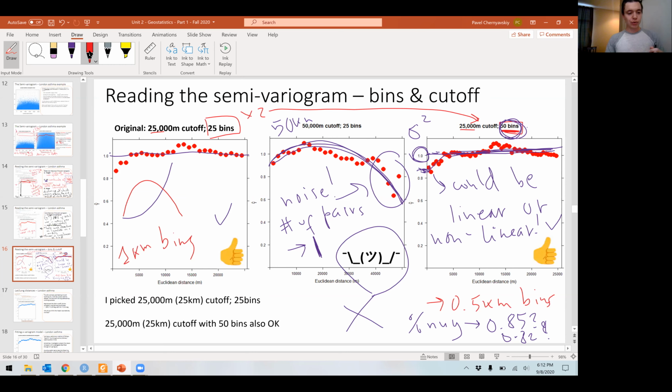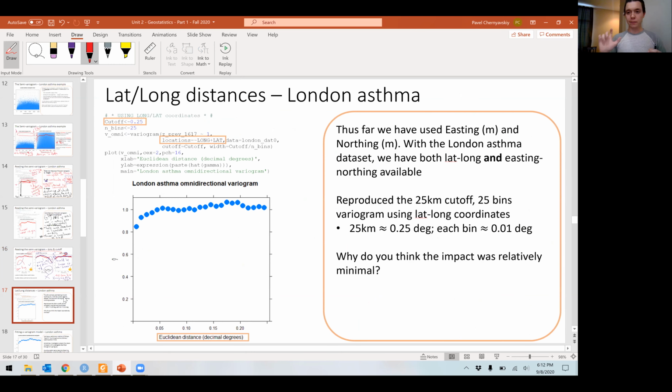Let me make 2 more relatively quick comments about variograms, and then I want to flip to R and show you a little bit. So just kind of run through a little bit of a demo. Okay. We've been thus far using eastings and northings because we like meters. We don't like decimal degrees. I just want to show you what happens if you do use decimal degrees.